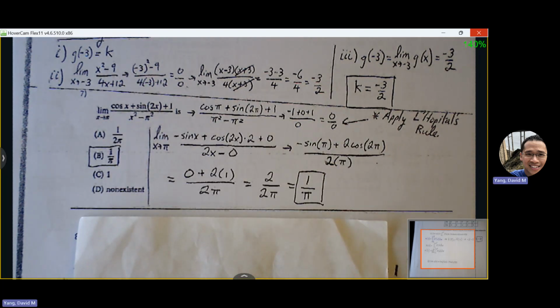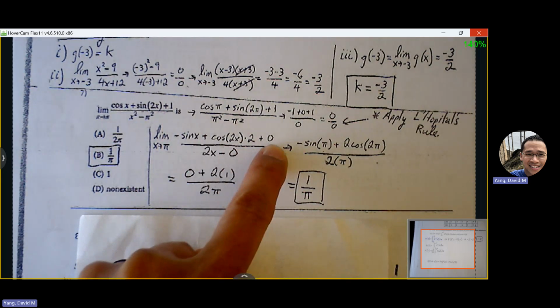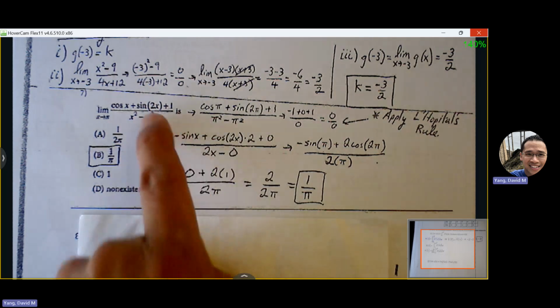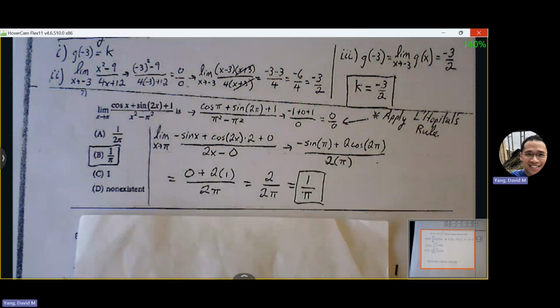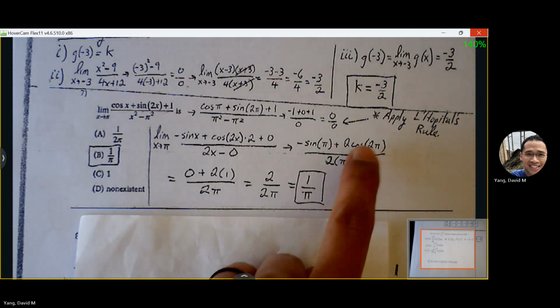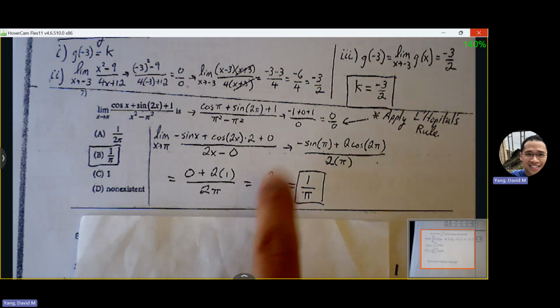Cosine's derivative is negative sine. Sine of 2x is cosine of 2x times 2, and 1 goes to 0. x squared becomes 2x, pi squared becomes 0. Now that you have your derivative, replace every x with pi. Use your unit circle knowledge. Sine of pi is 0. Cosine of 2 pi is 1. 2 times 1 is 2. So 2 over 2 pi is 1 over pi, because the 2's cancel out.